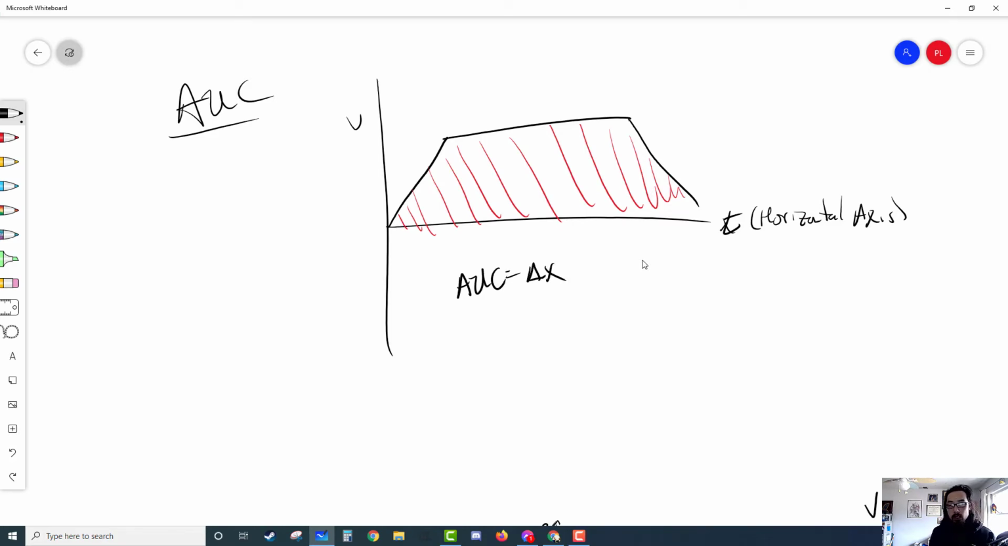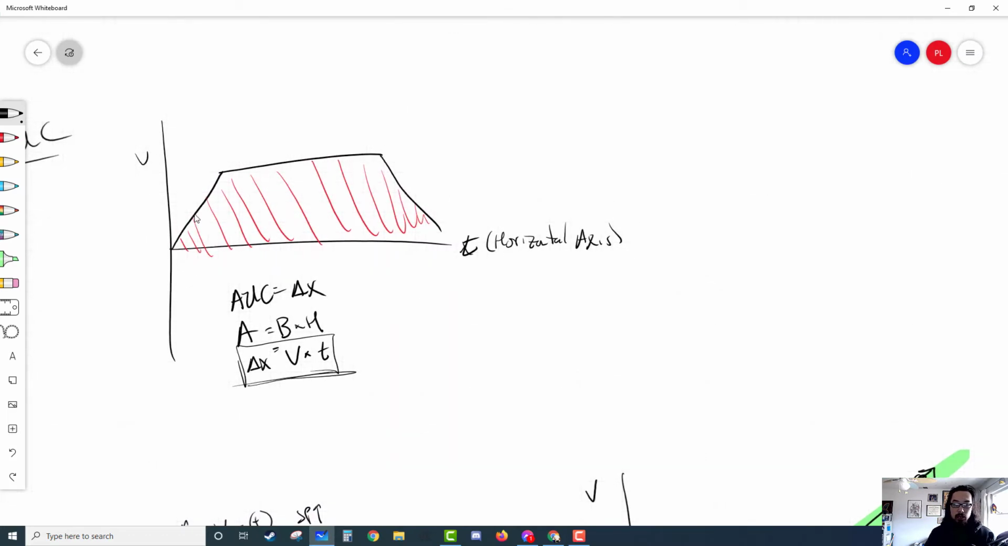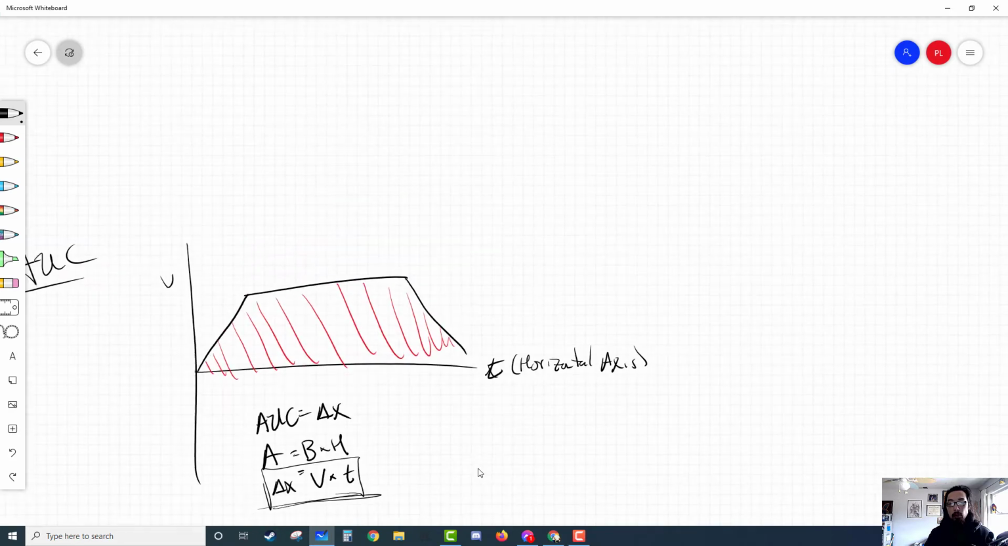And the reason we know this is because area is equal to base times height. In this case, our base was our time axis, and our height will be our velocity. So velocity times time gives us our displacement. We discussed that at the very beginning of the review. So the area under the curve would be the displacement. Now, you can be given something like that, so all you've got to do is find the areas and add them all up.